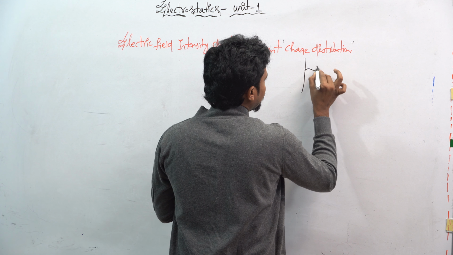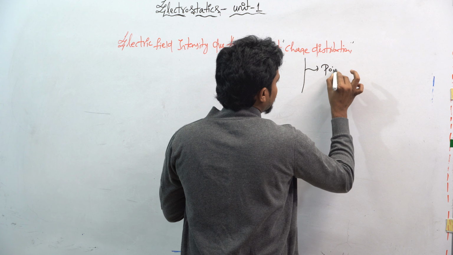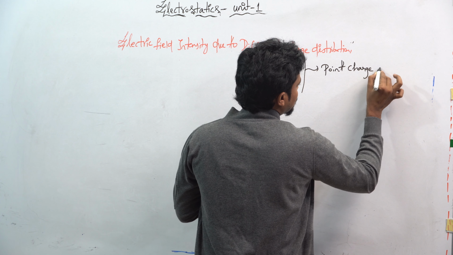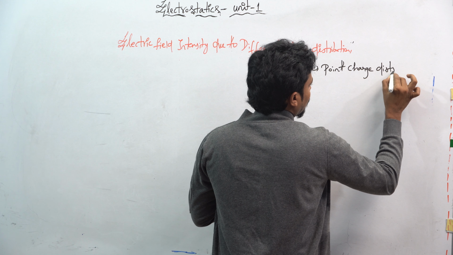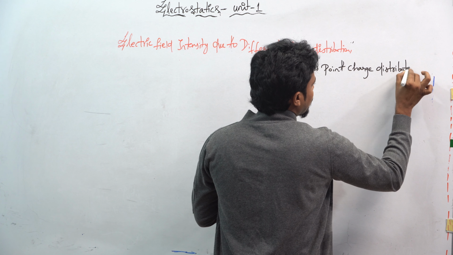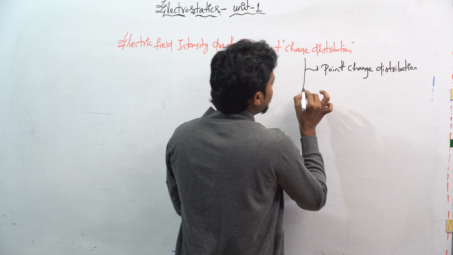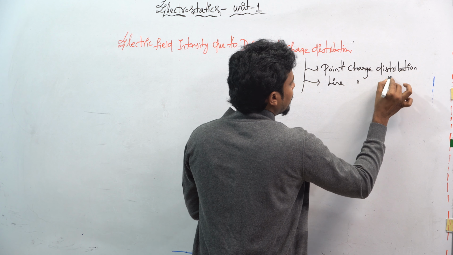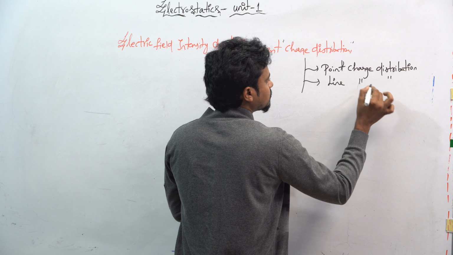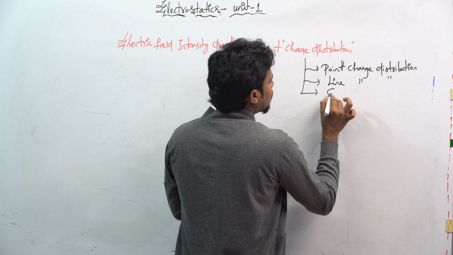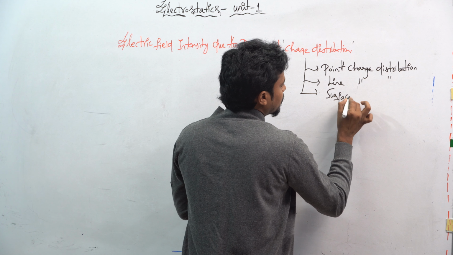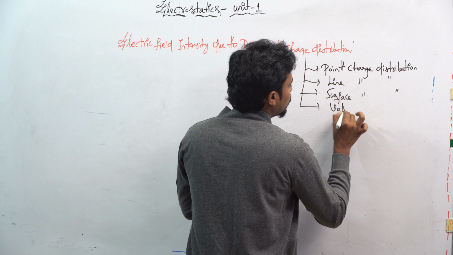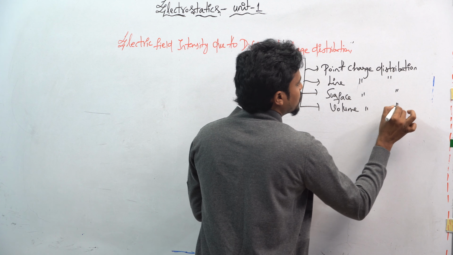The first charge distribution is the point charge distribution. Next is the line charge distribution. Next is the surface charge distribution. And next is the volume charge distribution.